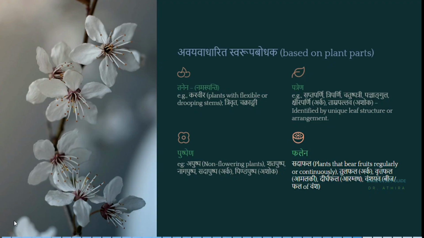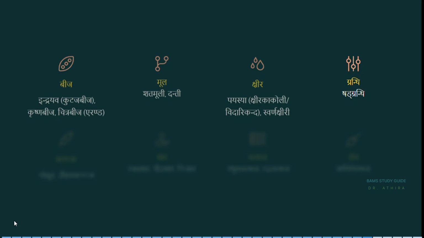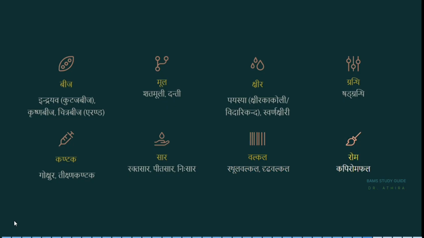Plants were further classified based on specific parts like seeds, roots, latex, and other structures. For example, seeds include Indrayava, Krishna Bija, and Chitra Bija. Roots are represented by plants like Shatamuli and Danti. Some plants are identified by their latex, such as Payasya and Swarnakshiri. Classification also includes features like Granthi or nodular structures, Kantaka or thorns as seen in Gokshura, and Sara, which refers to the essential part like Raktasara or Pitasara. Other aspects like bark, known as Valkala, and fine structures like Roma also help in identifying and classifying plants.